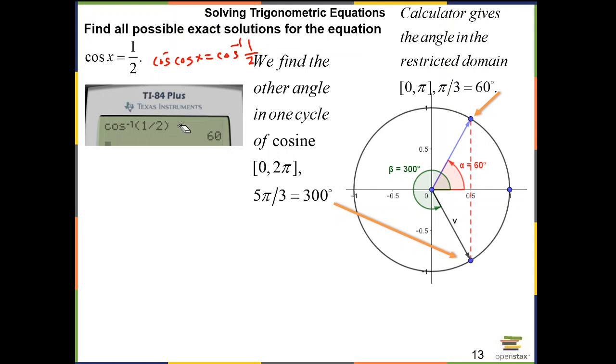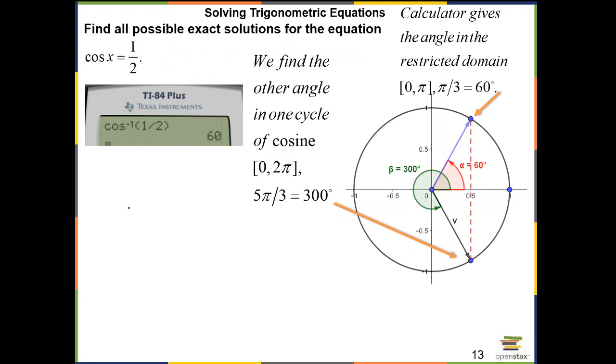So for calculator, where does the calculator look for answers? Well, in this case, calculator looks over here because that's the restricted domain for cosine. So calculator says, okay, what is an angle here from 0 to 180 that has cosine 1/2? And that is 60 degrees. So that the calculator gives us. Now we go around and say, okay, in one turn, where is another angle that has that cosine? And we know this angle would be 2 pi, which is 360, minus 60, so it's 300, right? And in radian, of course, you know, it's 5 pi over 3. And 60 in radian is pi over 3.